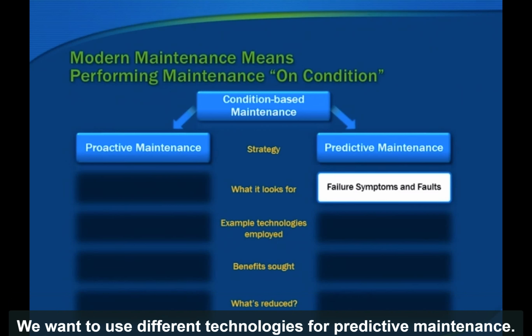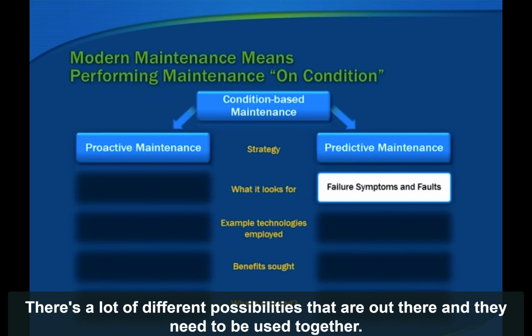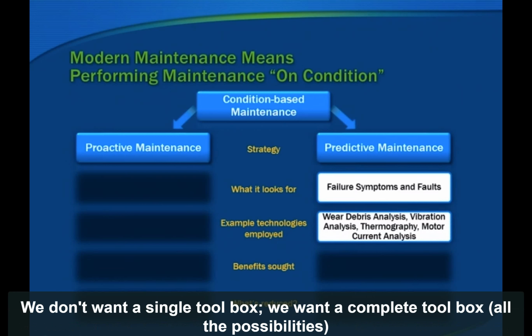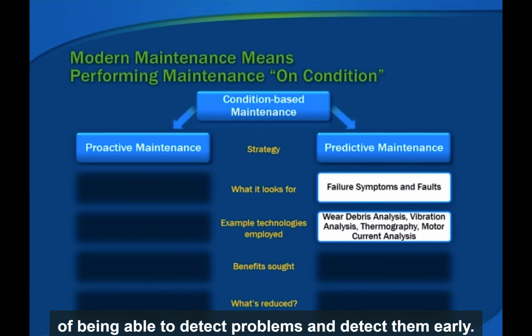So we're going to use different technologies for predictive maintenance. There's a lot of different possibilities out there, and they need to be used together. We don't want a single toolbox here. We want a complete toolbox with all the possibilities of being able to detect problems and detect them earlier.